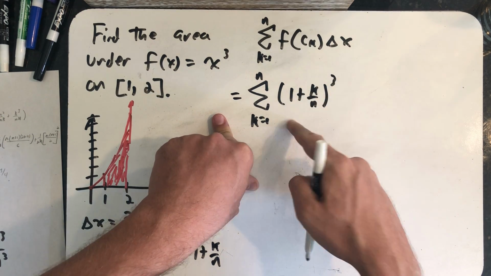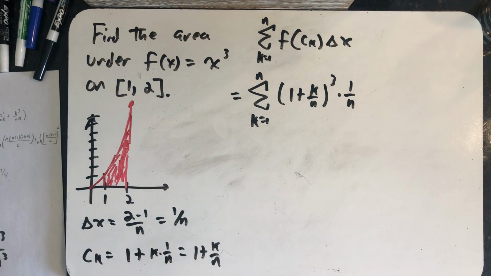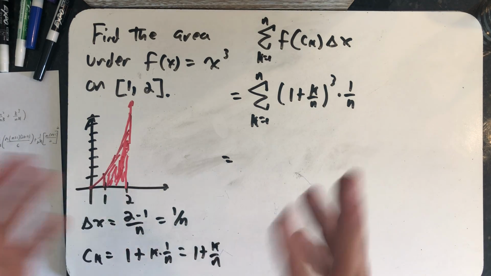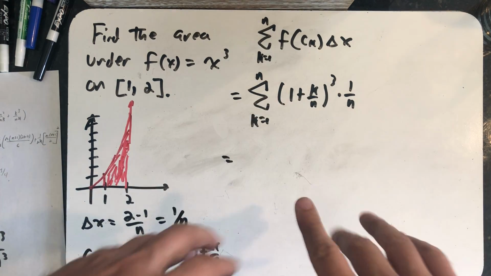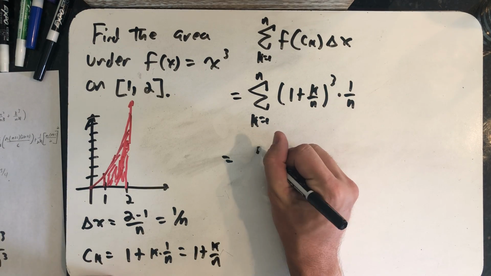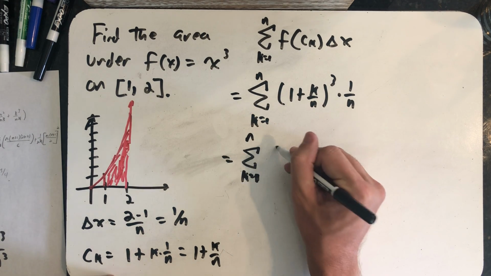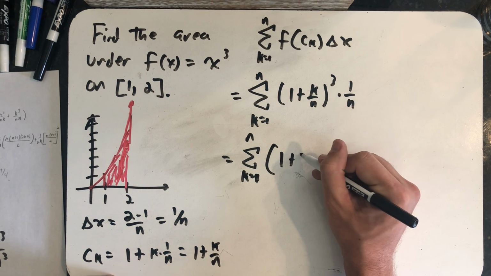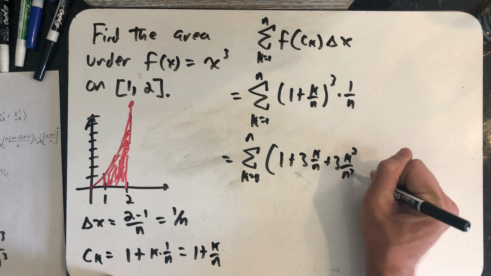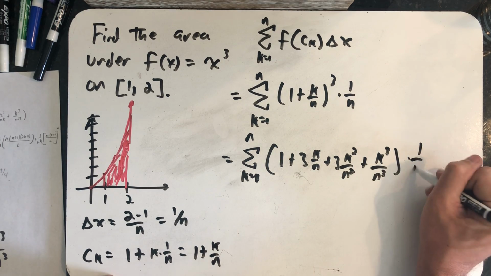So I'll need to cube 1 plus k over n, and then multiply it by 1 over n, that value of delta x. You can multiply this out many different ways. You can take some scratch paper and write 1 plus k over n next to itself 3 times and distribute. I always like to think about Pascal's triangle. But any way you do it, you end up with 1 plus 3k over n plus 3k squared over n squared plus k cubed over n cubed, times 1 over n.